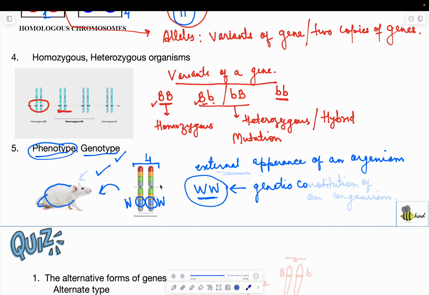Genotype is the genetic constitution of an organism, or the genetic makeup. You are looking at the kind of genes this mouse has. So then it is the genotype. When you are looking at the color, simply color, the eye color, the kind of hair, the structure, the body size, this is the phenotype, the external appearance.